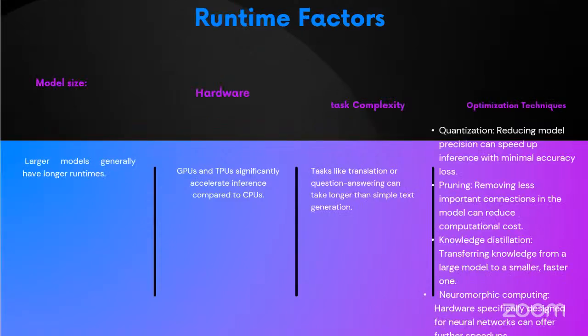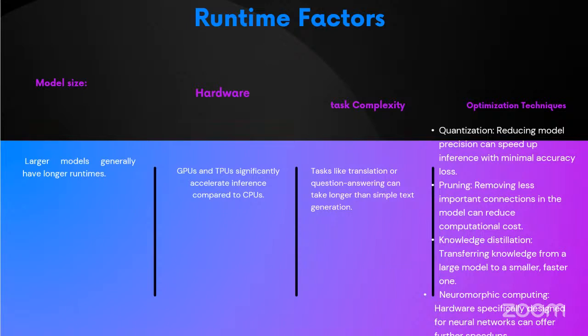Then we have model size. Larger models will generally have longer runtimes. It also depends on hardware. If we are using GPUs or TPUs, it significantly accelerates the inference time compared to CPUs. Then task complexity: tasks like translation or question answering can take longer than simple text generation or summarization.